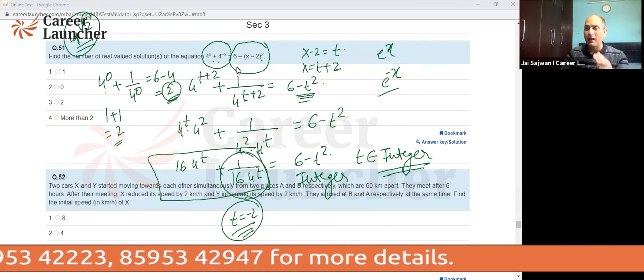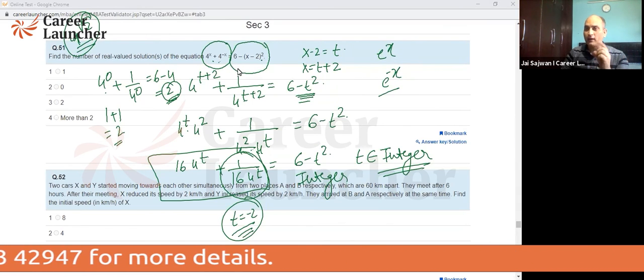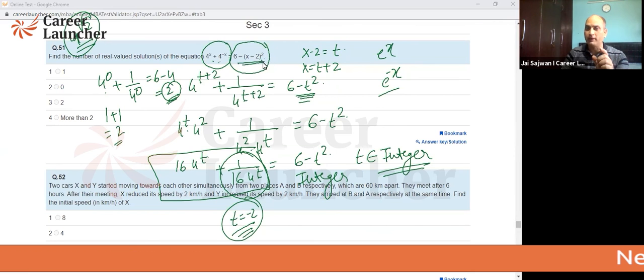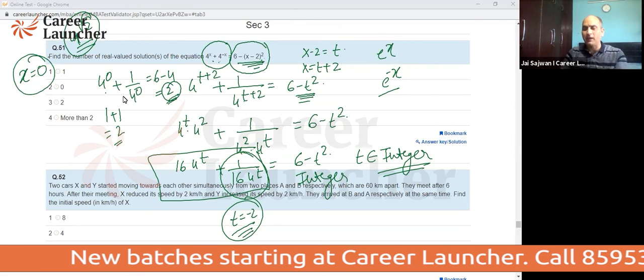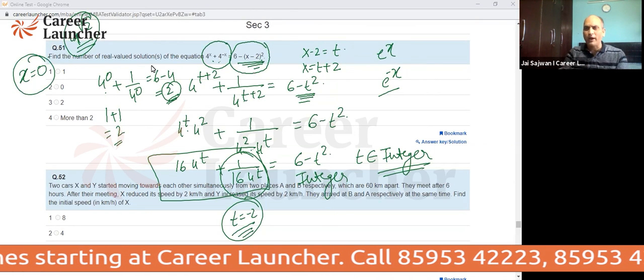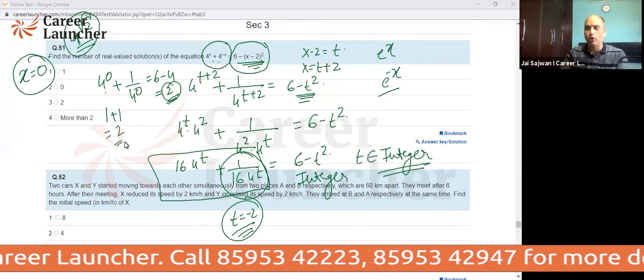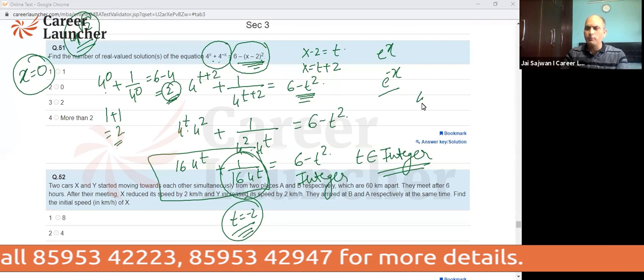So I know that the parabola is going to intersect it only at one point, and that value needs to be tested for the integer value. So I'll say the only possible solution of this is x is equal to 0. Sometimes it comes to your mind, why 0, sir? Why not 1? Why not 2? Why not 3? Why not 4? Let's try to put the 2 here.